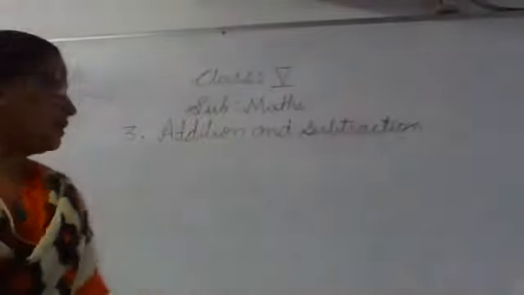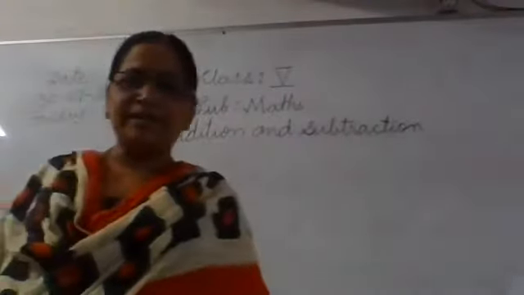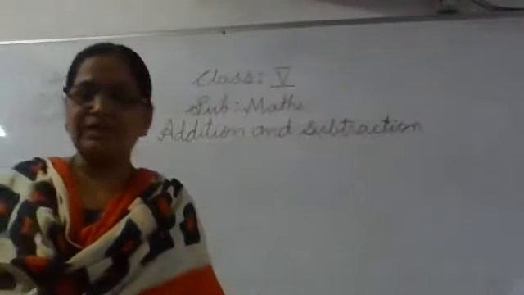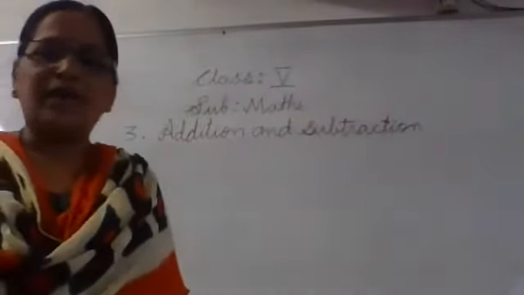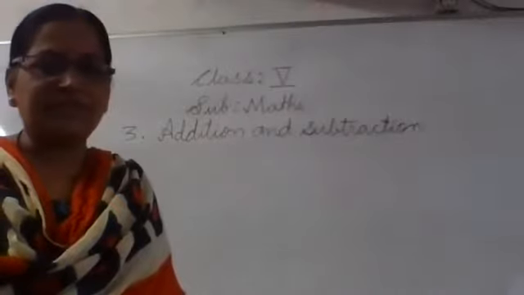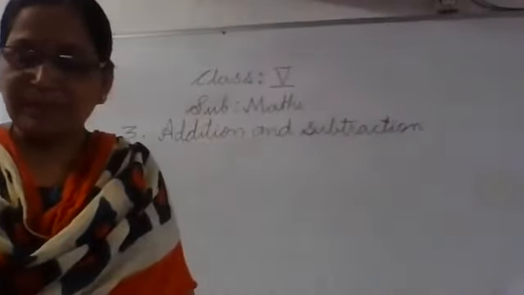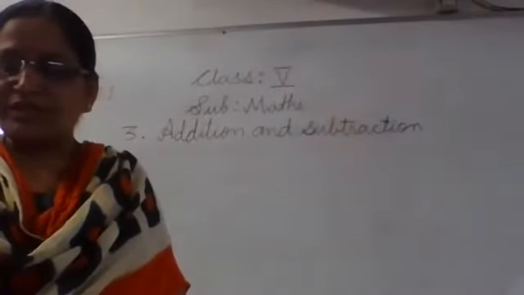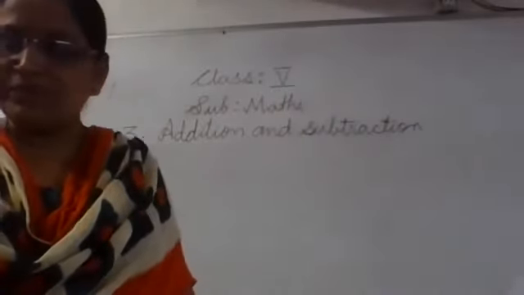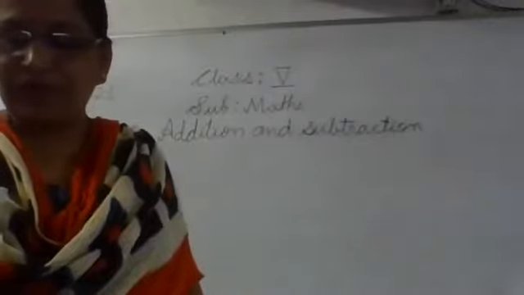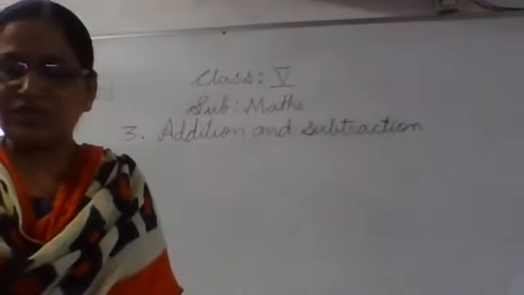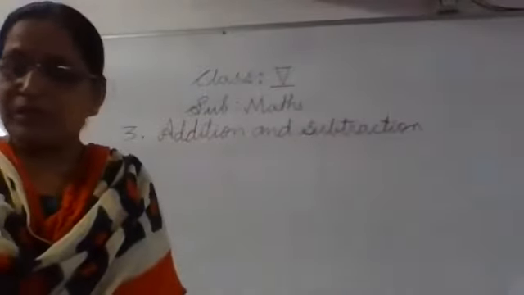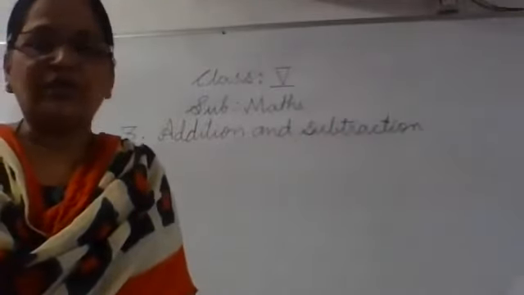So now, children, our today's lesson is addition and subtraction. Last year you learned how to add and subtract 5-digit numbers. For example, see beta, for the first day of a cricket match, 23,456 tickets were sold, while 14,978 tickets were sold for the second day. So how many tickets were sold in all?